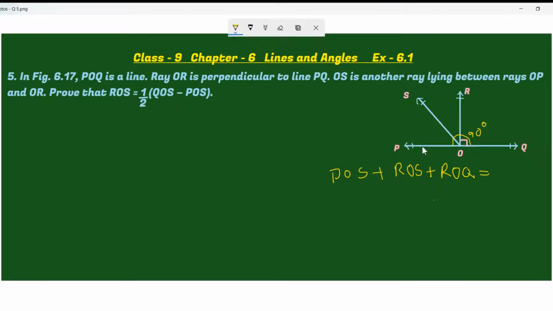We know a straight line forms a straight angle. The measurement of a straight angle is 180 degrees. So the sum of these three angles is 180 degrees, because these angles are made by the line POQ. This is the first equation.